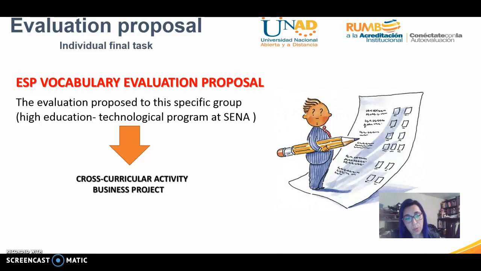For this evaluation proposal, I present a possible activity, which is a cross-curricular activity. It is a business project. In this case, the students need to create a business group or a business project, in which they have to create a company or a service or products which they can offer to their partners. So in this case, we can use a qualitative assessment to get to know the vocabulary the students are managing at the moment of this activity.